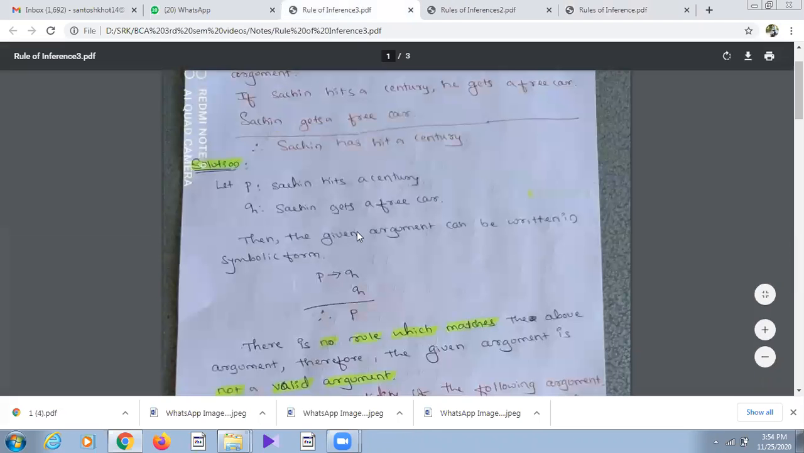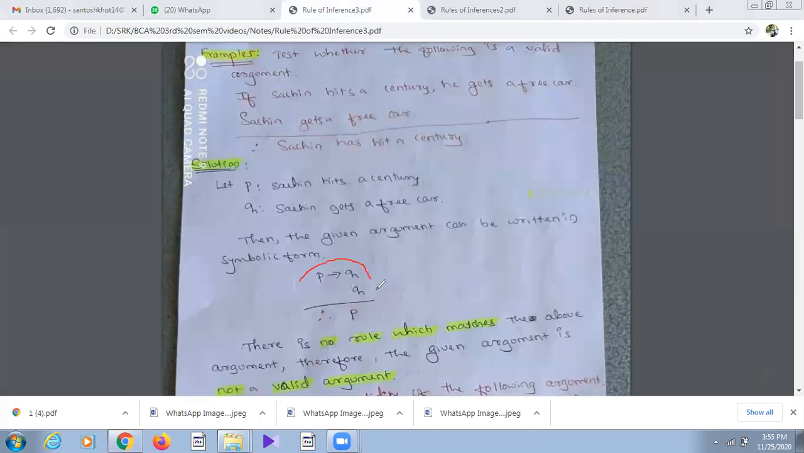So this particular argument is not similar to any of the 7 rules. There is no rule applying, no rule is matching out of the 7 rules. So we can say that this is an invalid argument, not a valid argument. Okay.